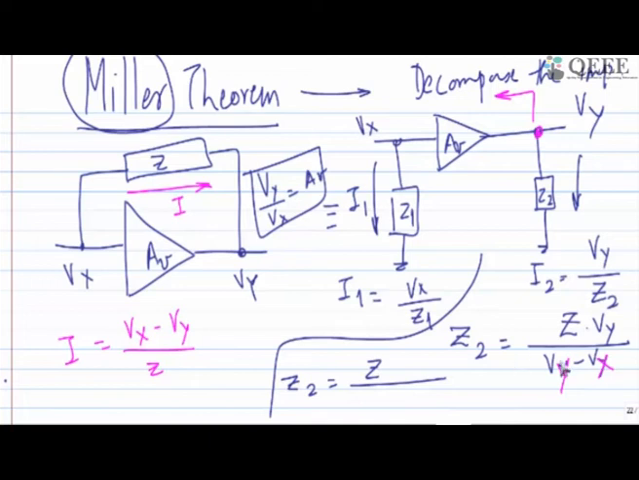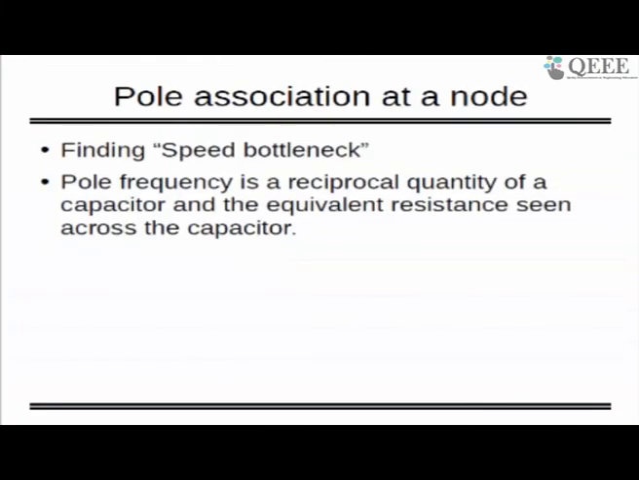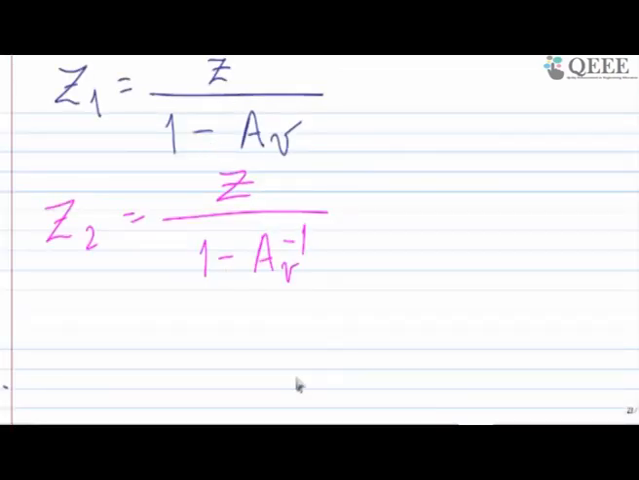Anyway, so here, if it is divided by Vy, it's 1 minus Vx by Vy. But we know that Vy by Vx is Av, so this becomes Z by 1 minus Av inverse. Excellent. So we learn that Z2 becomes Z by 1 minus Av inverse. Let's remember that Miller theorem and keep this Z1 and Z2 in your mind, that one is Z divided by 1 minus Av and one is Z divided by 1 minus Av inverse. Z1 is this side, Z2 is this side.